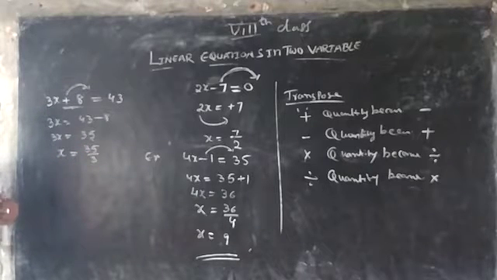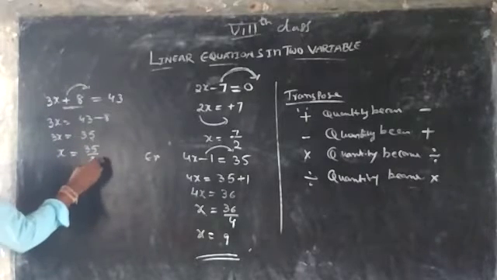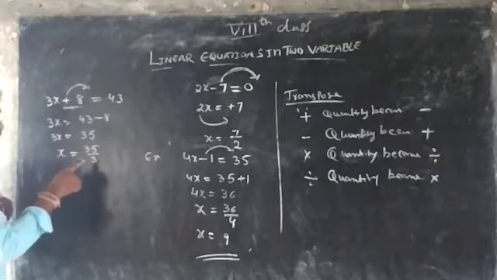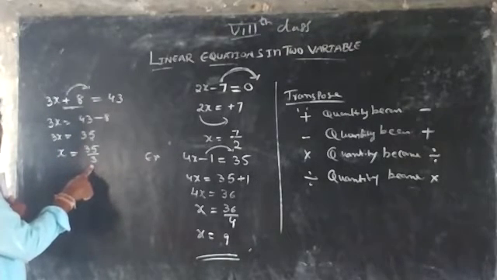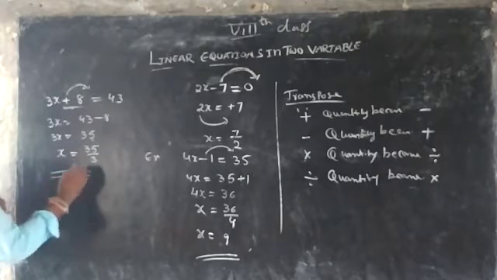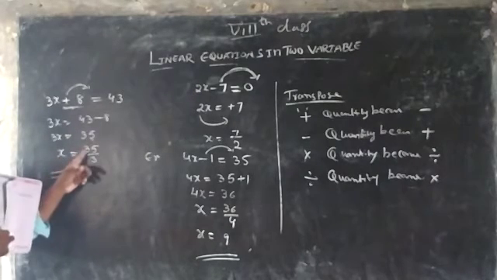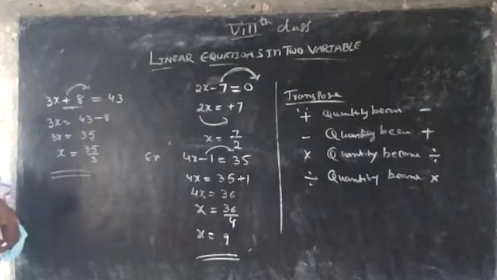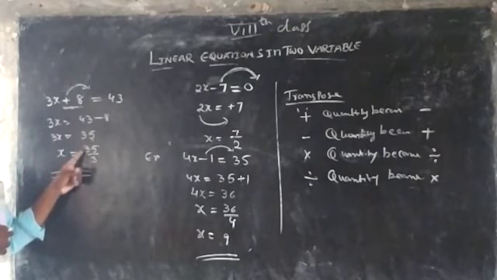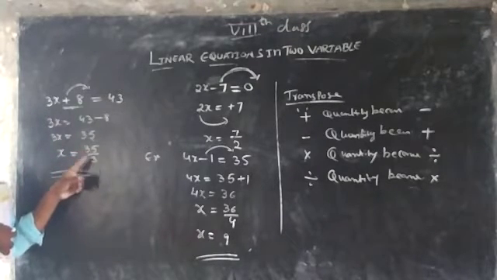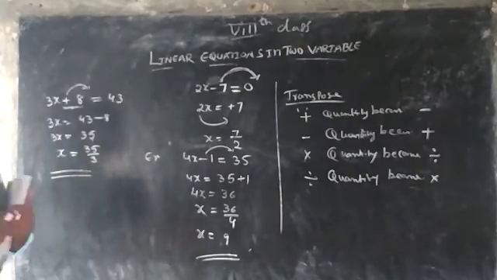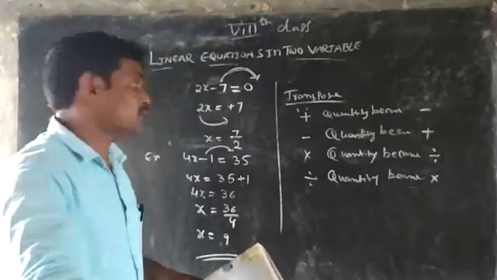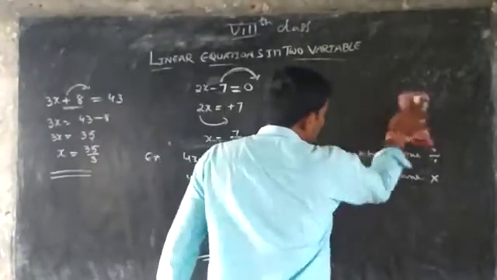35 by 3. In the 3 table, 3 elevens are 33, 3 twelves are 36. So this is the answer: x is equal to 35 by 3. There is no cancellation, there is no 35 in the 3 table, so we can leave it like that. 35 by 3. These are the two examples. We will try more at your home.